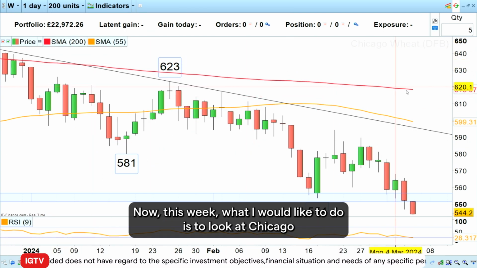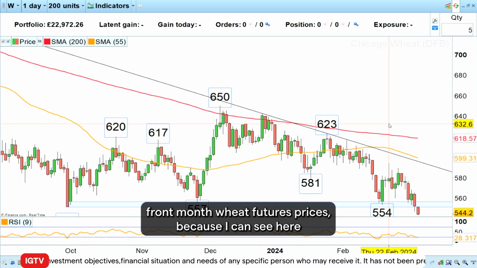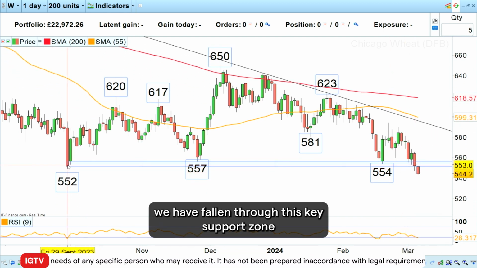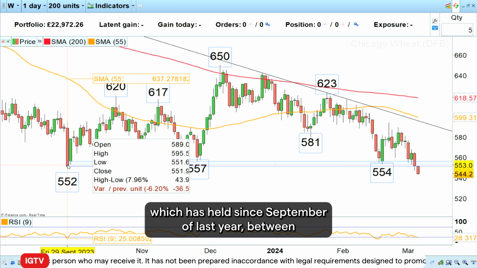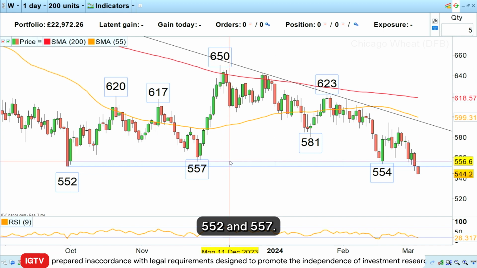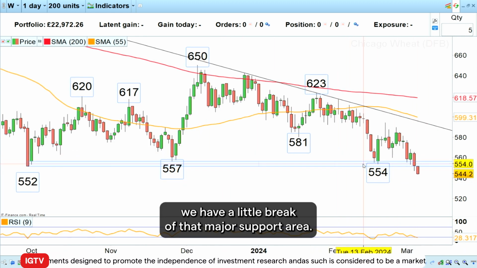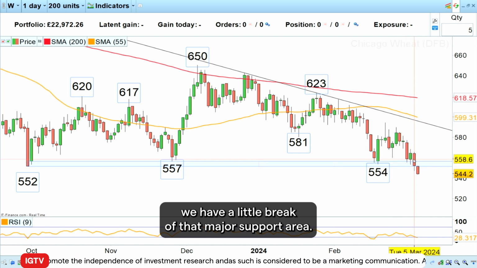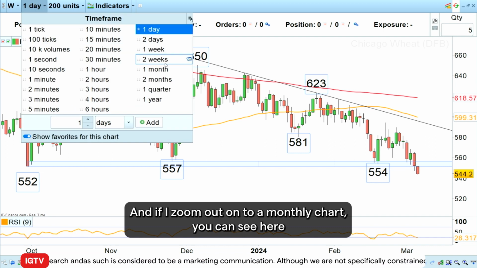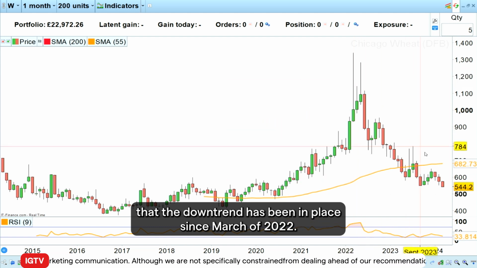Now, this week, what I would like to do is to look at Chicago front-month wheat futures prices, because I can see here we have fallen through this key support zone, which has held since September of last year between 552 and 557. And now that we've closed below there yesterday, we have a valid break of that major support area. And if I zoom out onto a monthly chart, you can see here that the downtrend has been in place since March of 2022.